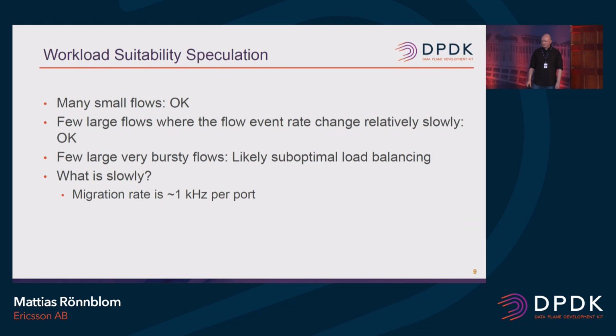A key metric when you consider whether this scheduler can handle your workload is the migration rate. Currently, it's set to 1K hertz per port, so 1,000 migrations per port per second. You can tweak that, but it's kind of dangerous because you can get the system into oscillation. Maybe you can make it 10 times faster, but that's about it.